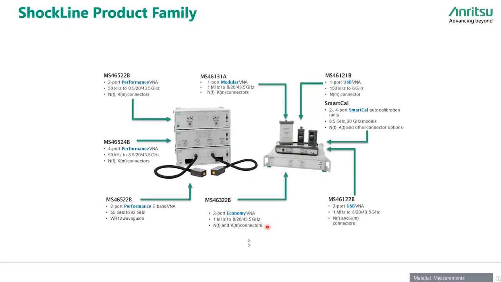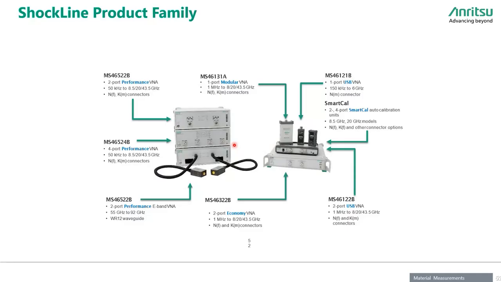After that, in the ShockLine product line, we have a performance VNA, which we call the MS46522B and 524B. The 2B and 4B are the difference between the two-port configuration and the four-port configuration, so depending on the requirement of the users, we suggest accordingly. Its frequency range again starts from 50 kilohertz and goes up to 8.5, 20, and 43.5 gigahertz. So maximum we are getting up to 43.5 gigahertz in the VNA.